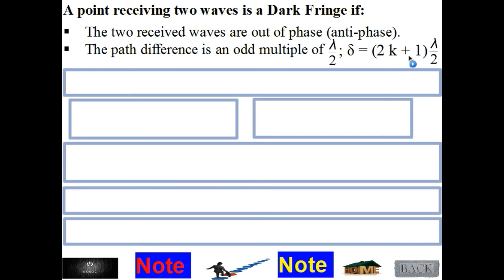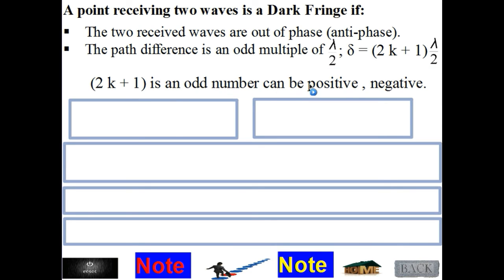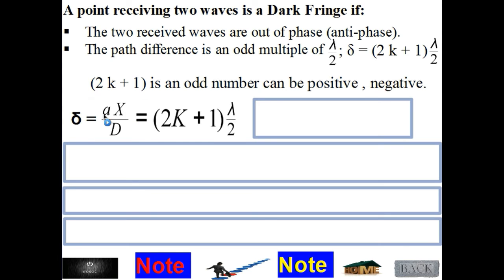I will add 1, then I'm sure that this expression represents an odd number. So (2k plus 1) lambda over 2, this is the expression of delta, the path difference for dark fringes. 2k plus 1 is an odd number that can be positive or negative. So we can now write delta equal (2k plus 1) lambda over 2, and we know that also delta is equal to ax over D.